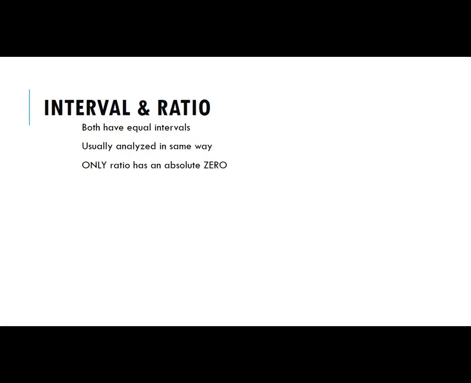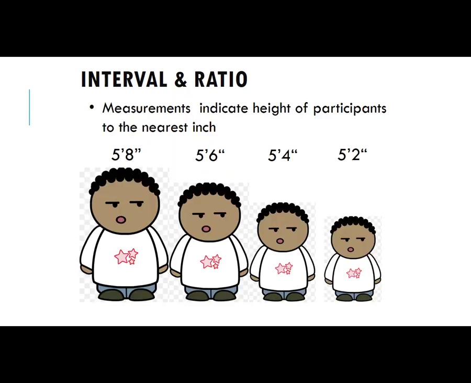Interval and ratio. Both have equal intervals and usually analyzed the same way. Only ratio has an absolute 0 though. That's the difference between the two. Okay, ratio has an absolute 0, interval does not. Okay, so measurements indicate height of participants to the nearest inch. If one participant is 5'8" and one is 5'6", we know the order of participants and we know how much they differ from each other. So we know there's a 2-inch height difference here. We know there's a 2-inch height difference here and here.